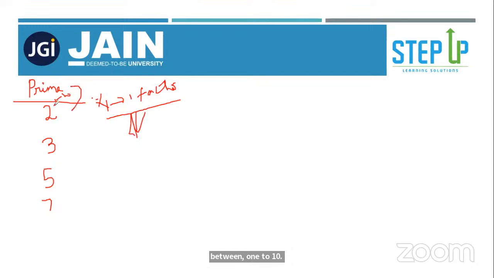The remaining numbers of it, yes, these all have 2 factors, and 1 has only 1 factor. More than 2 factors means a composite number. So from 1 to 10 the primes are only 2, 3, 5, 7. Now from 11 to 20.